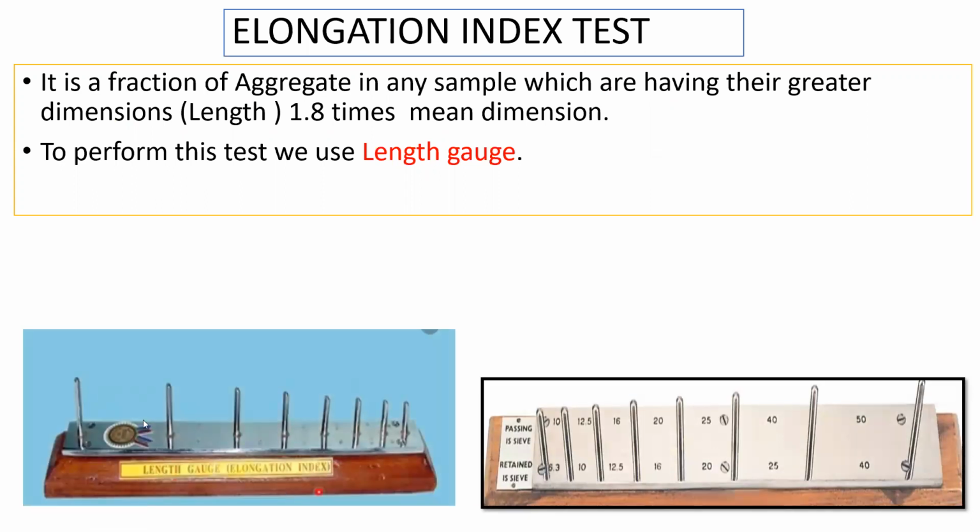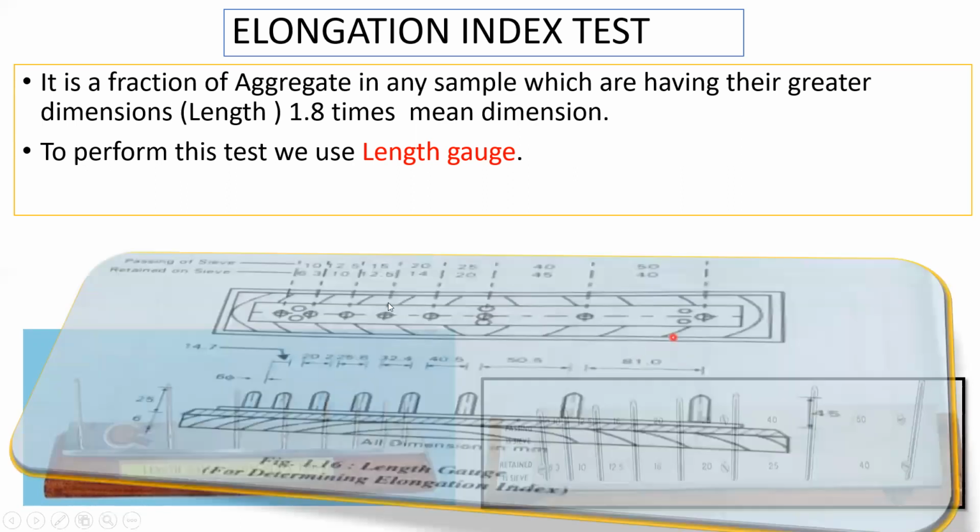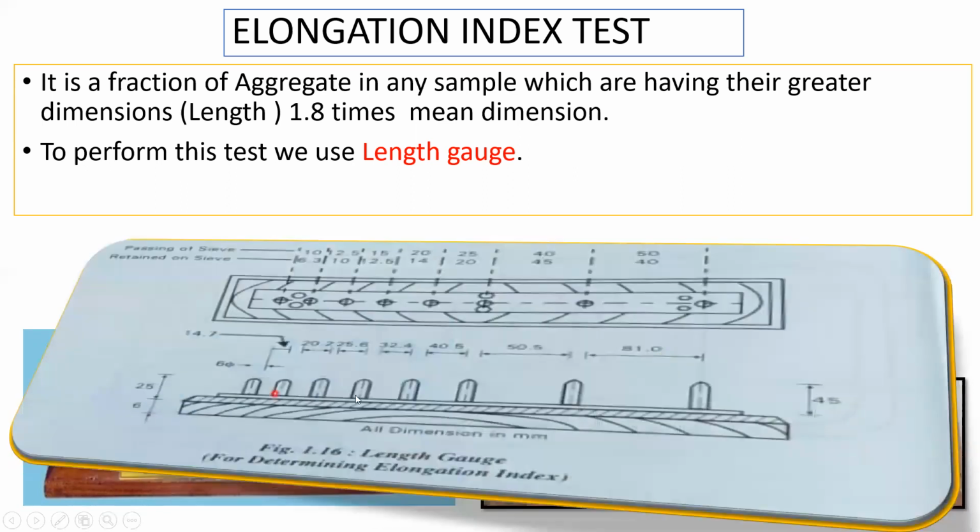You can see it here, length gauge, that is for elongation index. And these are the different sieve sizes we have here. We can see 6.3, 10, 12.5, 16, 20, 25, and 40. So this is how it is written, and it's the same thing written here. You can see 81, then 50.5, then you have 40.5 written here, and so on. Let me show how these numbers are coming. Give me a minute.